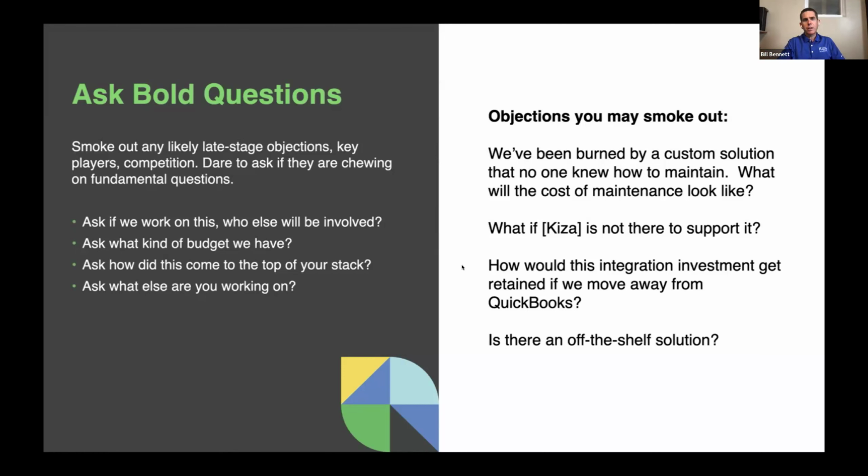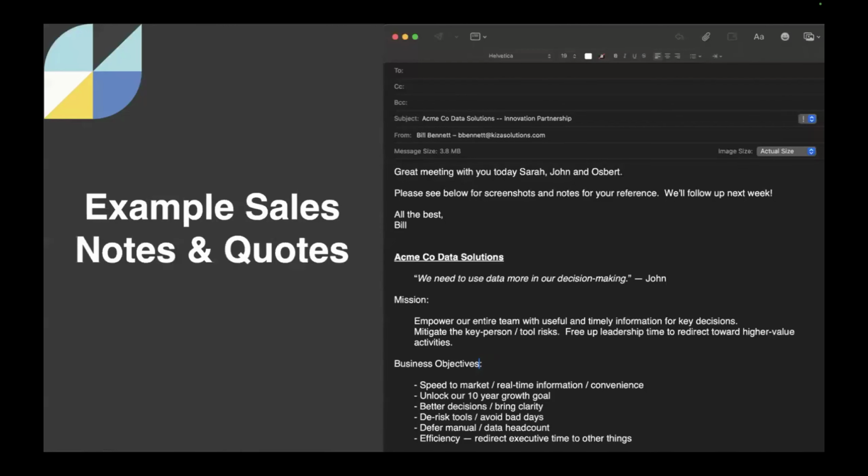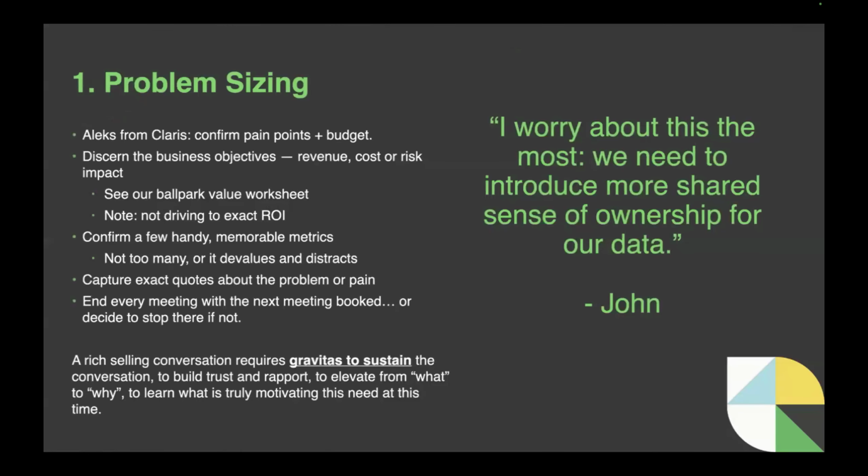Any thoughts, questions, reactions, observations to that? Quick observation. In your step 1, you said you're not trying to drive to the ROI directly, but then you showed the spreadsheet of the value proposition. So are you saying those are 2 different steps?